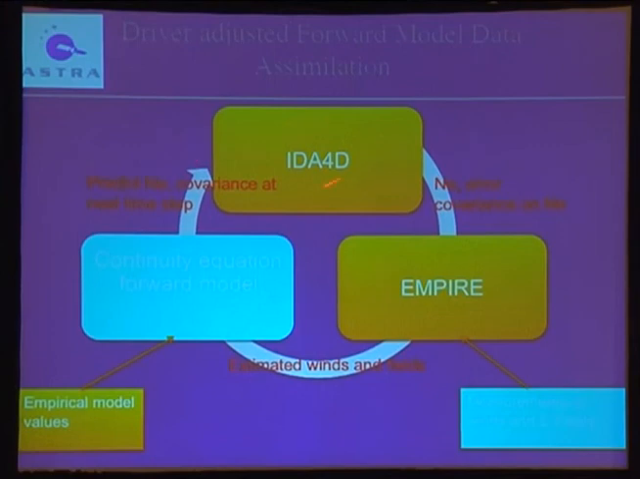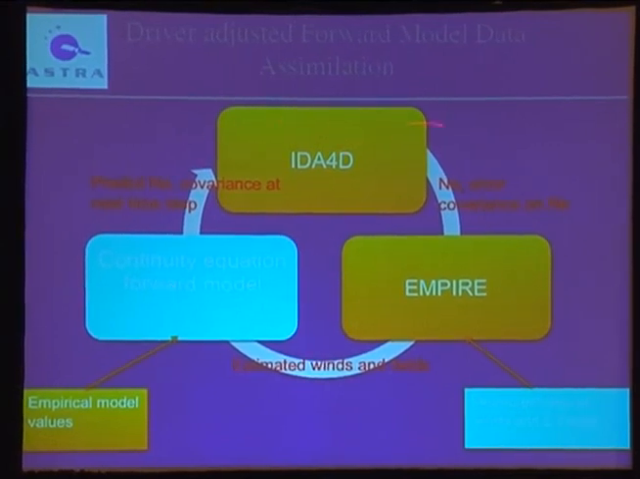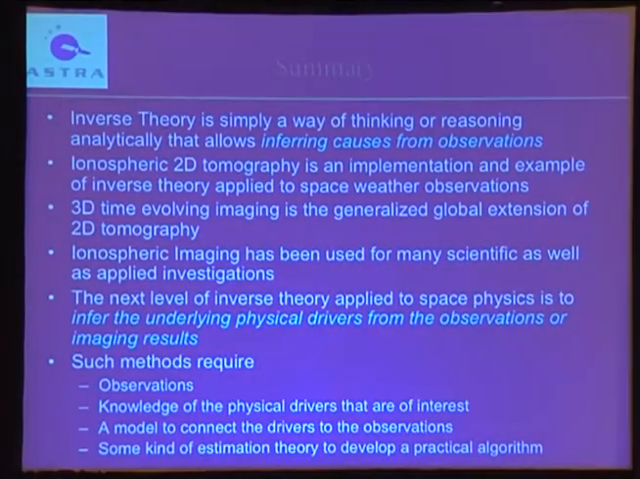Where I hope to go with this is I hope to bring in EMPIRE as an estimator and have a continuity equation forward model, and then have this as a full forward prediction physics-based data assimilation model, and that's basically it with the summary.